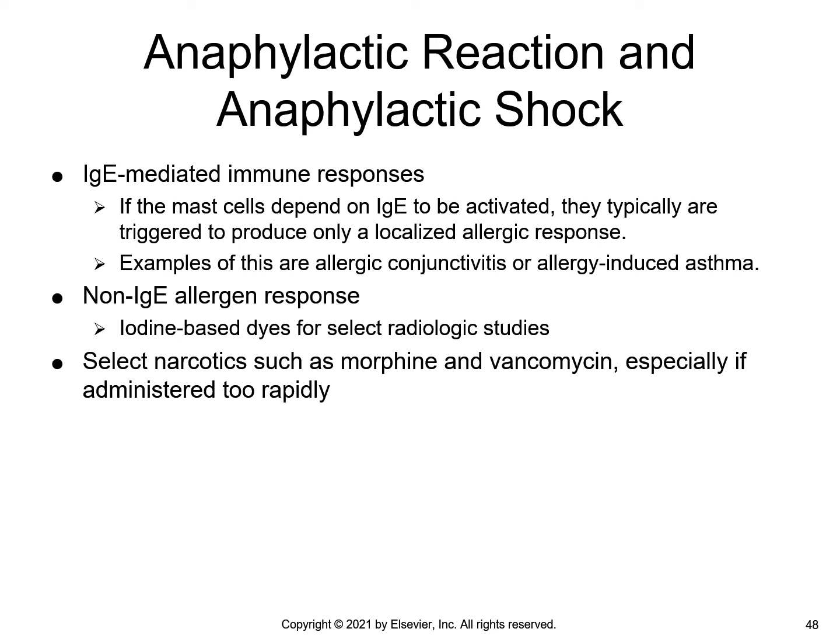Anaphylaxis is a serious, life-threatening whole-body allergic reaction. The cardiovascular system, respiratory system, GI system, and skin all contain copious amounts of mast cells. Any agent that causes a severe hypersensitivity reaction can cause anaphylaxis. IgE-mediated immune responses typically require repeated exposure for a reaction to occur. In the non-IgE allergen response, a single encounter may lead to anaphylaxis or even death if not recognized immediately.